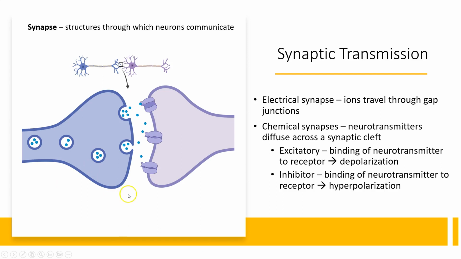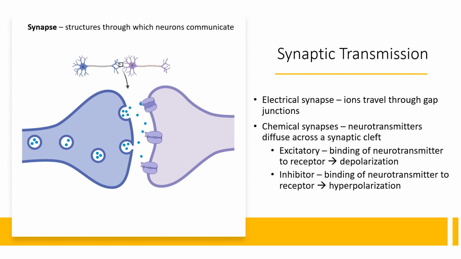At the end of our nerves, they end in a synapse, and this is a structure where the neurons communicate. There's two major types of synapses. You can have an electrical synapse, and here there are ions that travel through the gap junctions, or the space between the synapse. In addition, you can have a chemical synapse, where here you have this synaptic cleft, and the neurotransmitters will diffuse from one nerve to the other.